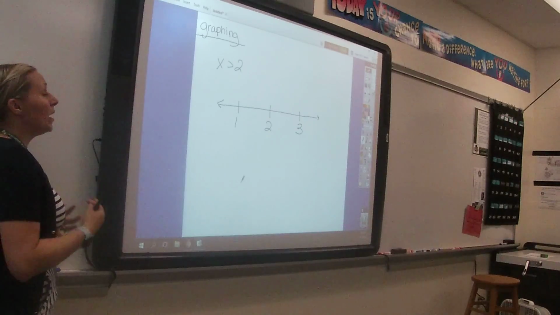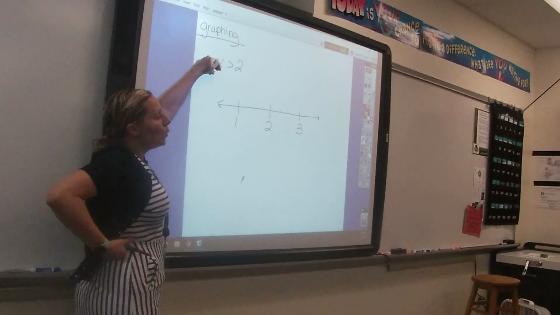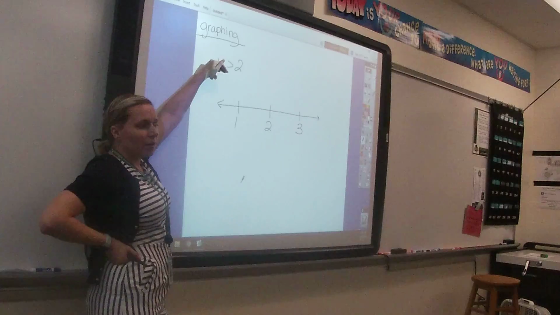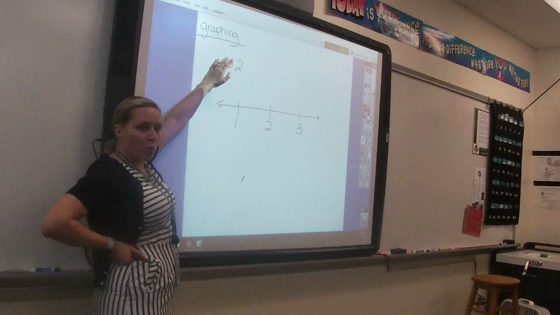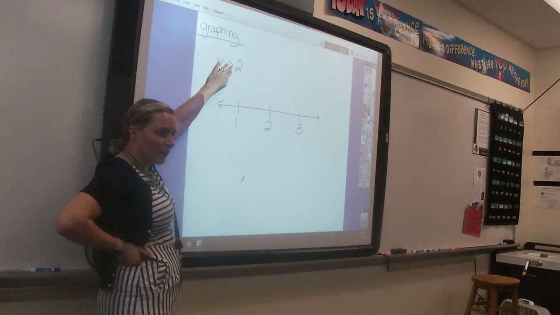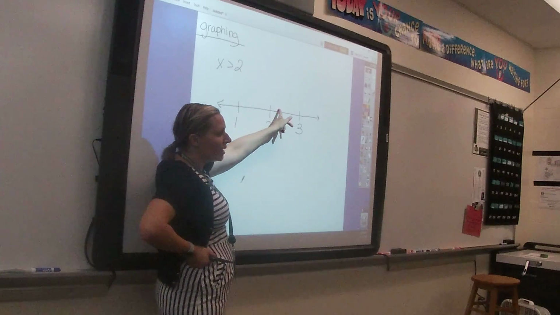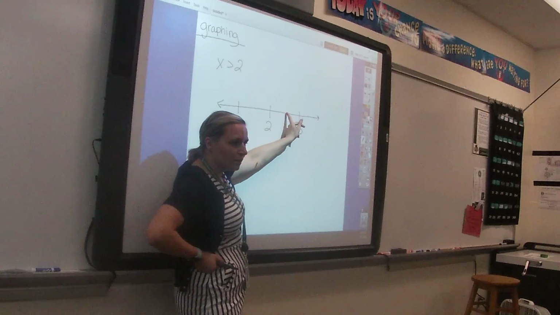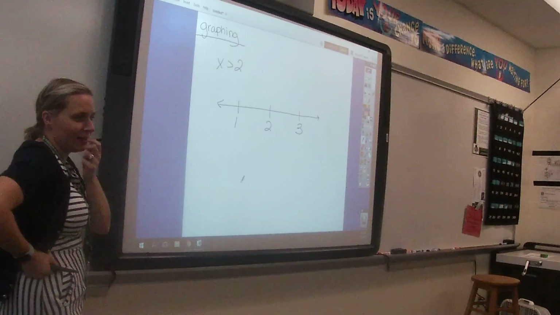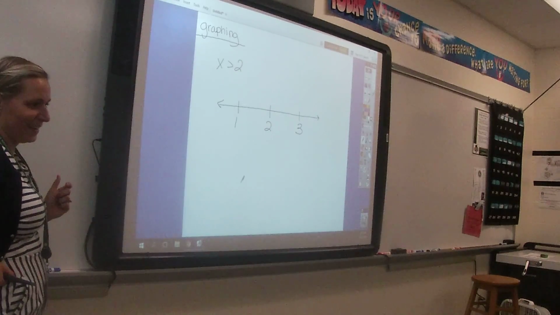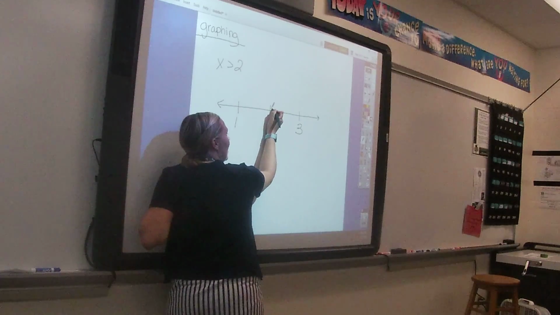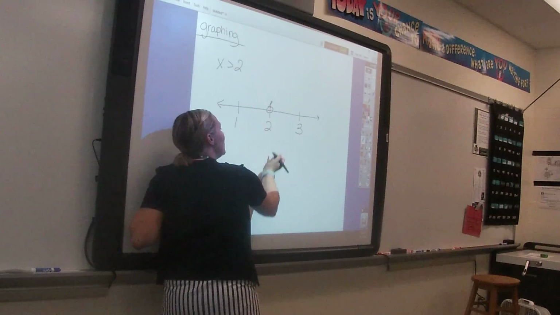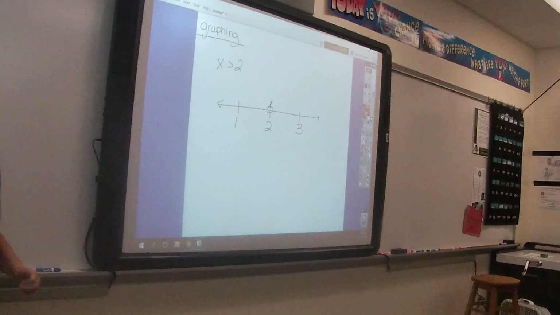Now, we have to decide how we're going to represent a starting point for x is greater than 2. Can we write down the first number that's greater than 2? No. So is there a number I can write down here on the number line to mark this? Nope. Instead, what we are going to do is put an open circle at 2.